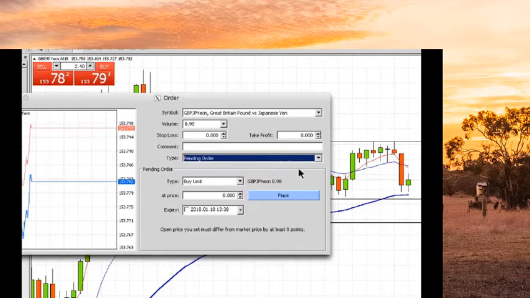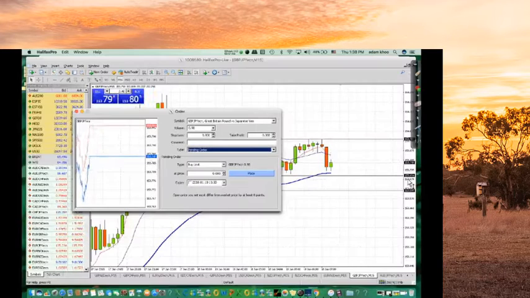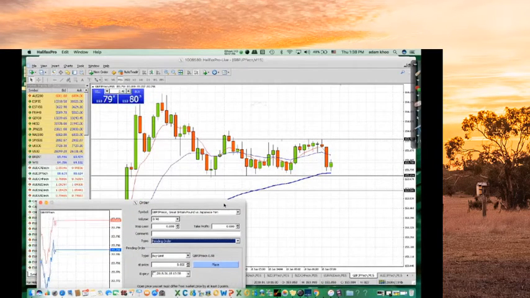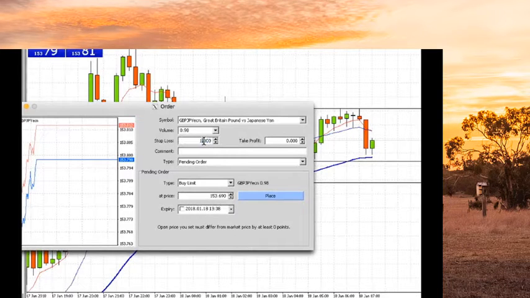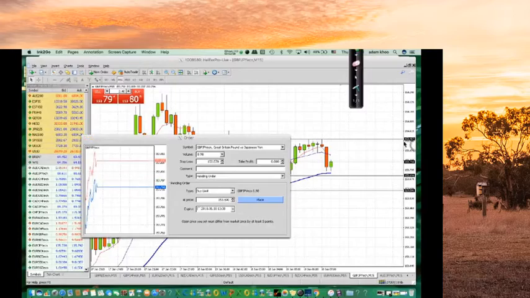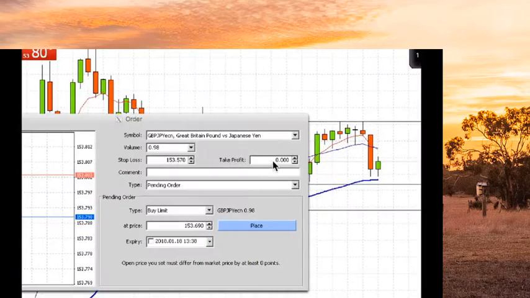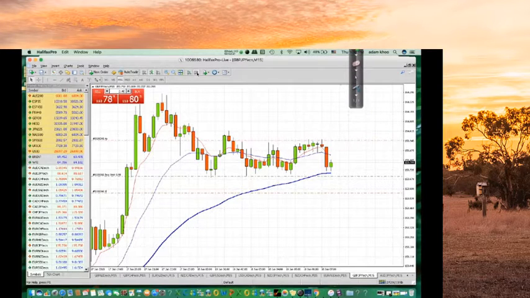I'm going to put a buy limit order at 153.69. And the stop loss will be 12 pips below, at 153.57, and the profit target will be about 153.95. Okay, so there you go.